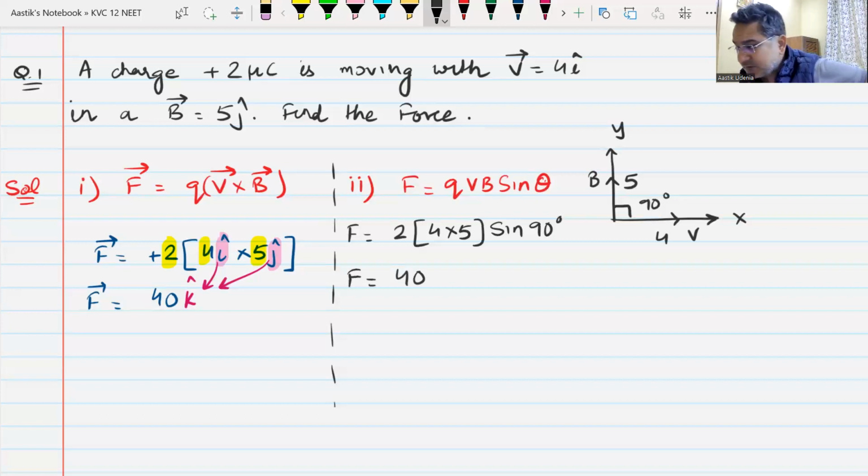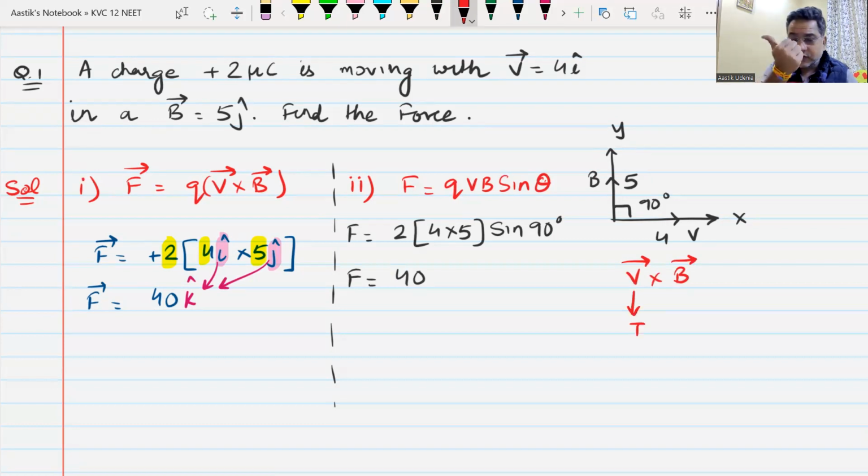Now to find out the direction, what I will do is the cross product of V with B with my hands. So my thumb, the first vector will go in the direction of thumb. The second vector will go in the direction of palm. So I'll move my palm in the direction of magnetic field. This V cross B will give me the direction of the force. The direction in which my fingers turn will give me the direction of magnetic force.